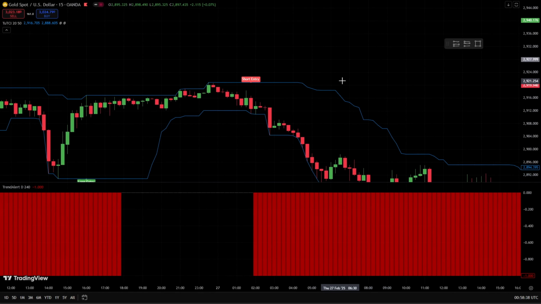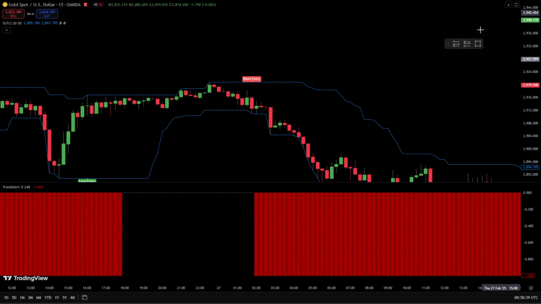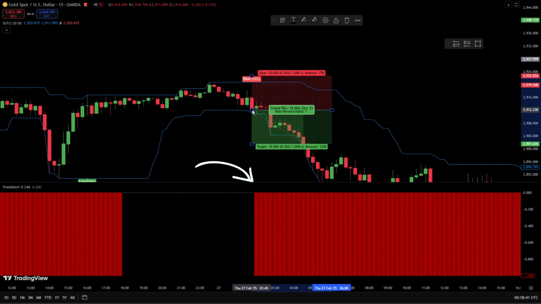Sell entry setup. Bearish trade. Conditions for a sell entry. Turtle Trade Channels indicator gives a sell signal, short entry. Trend Alert indicator confirms a downtrend. Red bar appears. The formed candlestick is bearish.